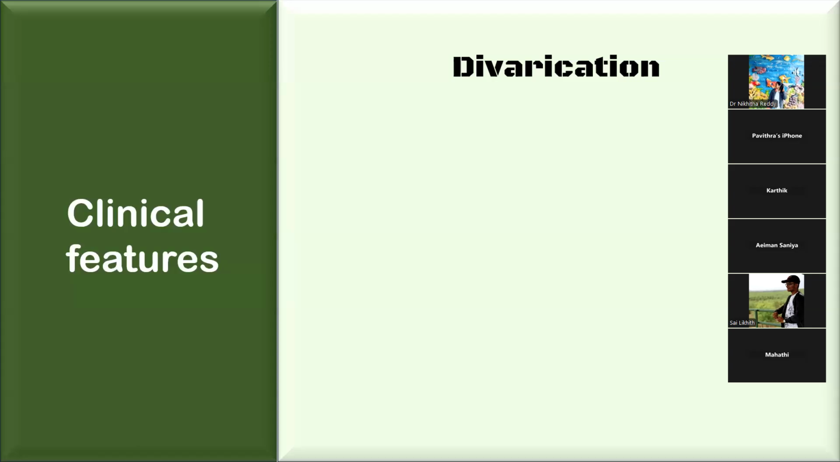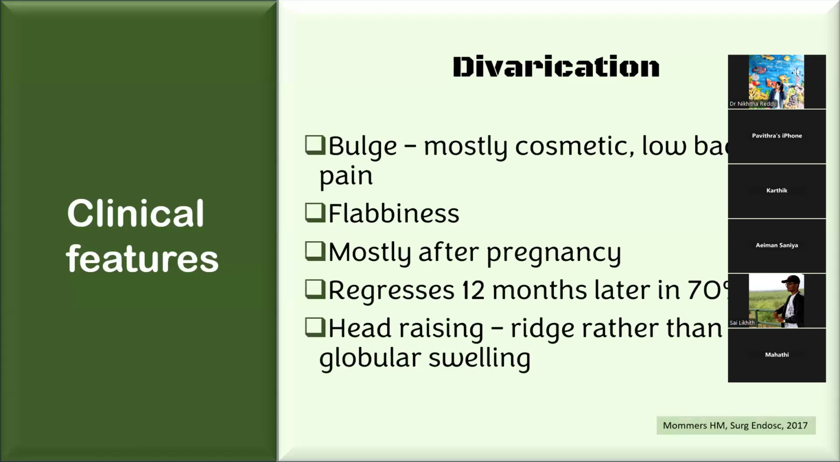You want to define the shape of the bulge? So I gave you the answer. Shape of the bulge. Yeah. Head raising gives you a ridge rather than a globular swelling. You would expect a hernia to be more globular, but in a divarication, it looks like a ridge.